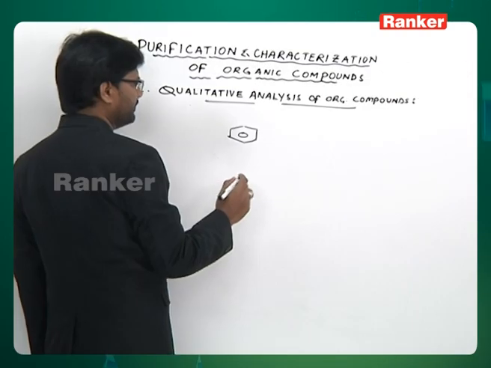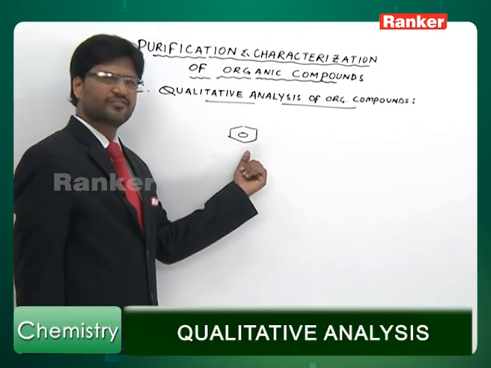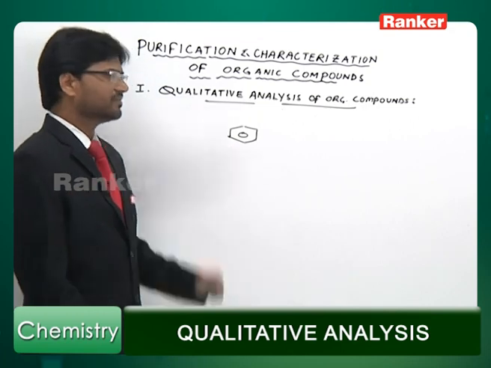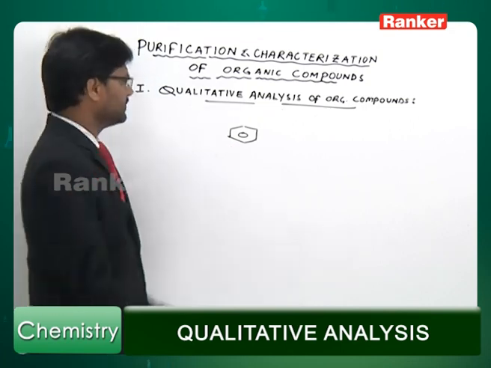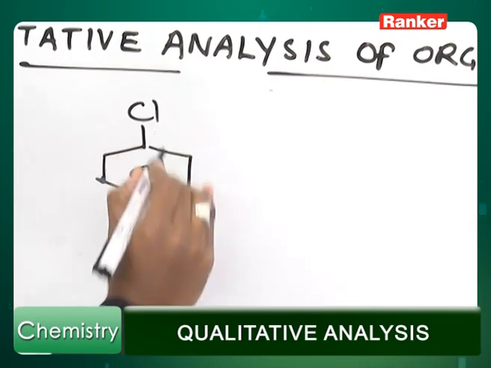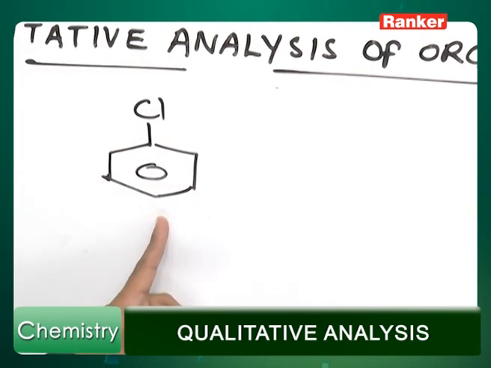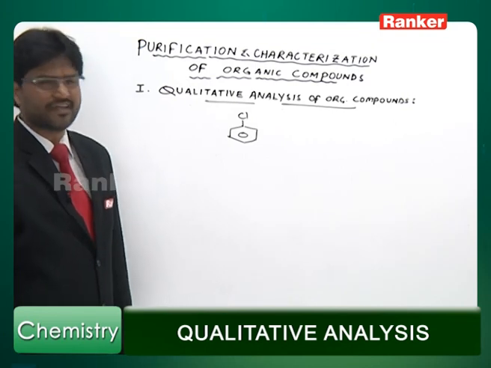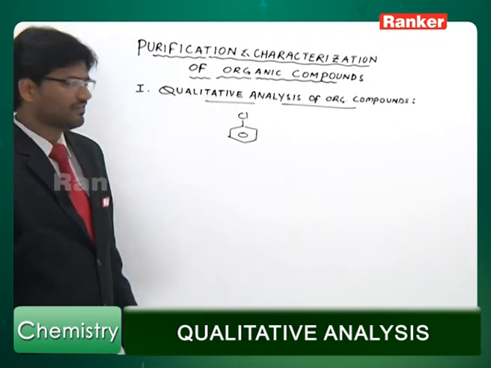I have benzene. This will not give test for, obviously there is no nitrogen, there is no sulfur, there is no heteroatom in this compound. So, you do not get test for any heteroatom. But suppose you have this, then the Lassaigne's extract of this substance will give white precipitate with AgNO3, that is because of formation of AgCl.